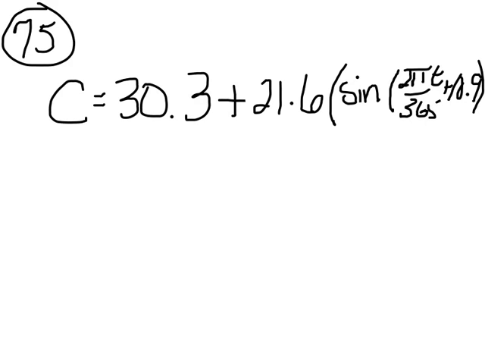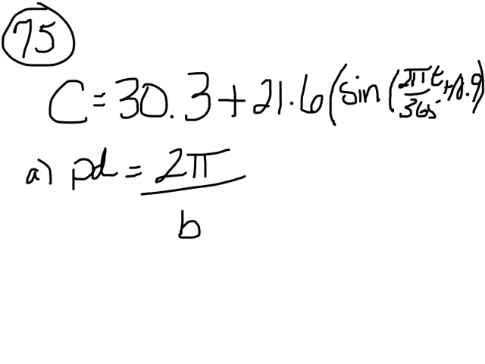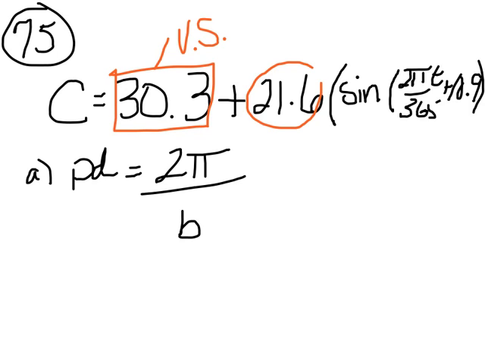So here are the questions they ask about it. What is the period of the model? The number in front of the sine here is your amplitude. Remember how they've rearranged this one. They're a little tricky. This 30.3 is my vertical shift. I'll put VS for vertical shift. The B part is the thing that comes right in front of your variable that I circled there. That's B. This is my amplitude A over here.